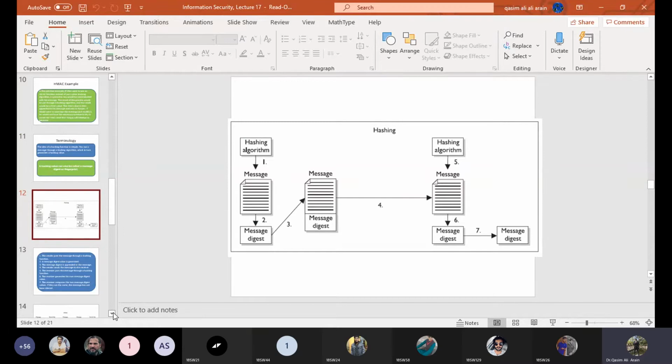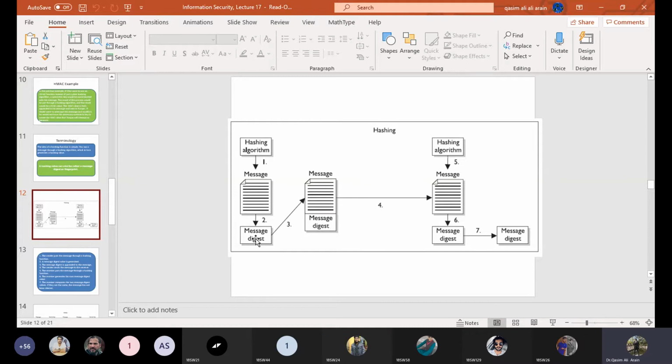This is a hashing. This is a simple hashing. This is not an HMAC, make sure. This is the simple hashing. You have a hashing algorithm on the left hand side. You have the message. When these both are combined and passed through a hashing algorithm, that message is passed through a hashing algorithm, and the resulting value that we are getting would be a message digest, or you may call it a hashing value, right?